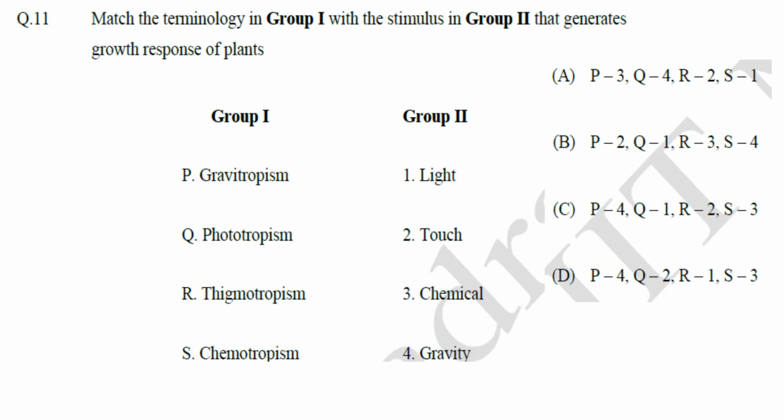Match the terminology in group 1 with the stimulus in group 2 that generate growth response in plants. Gravitropism is gravity, P4. Phototropism is light, Q1. Thigmotropism is touch, R2. And chemotropism is chemical, S3. It was a very simple match the following. Answer is option C, P4, Q1, R2, S3.